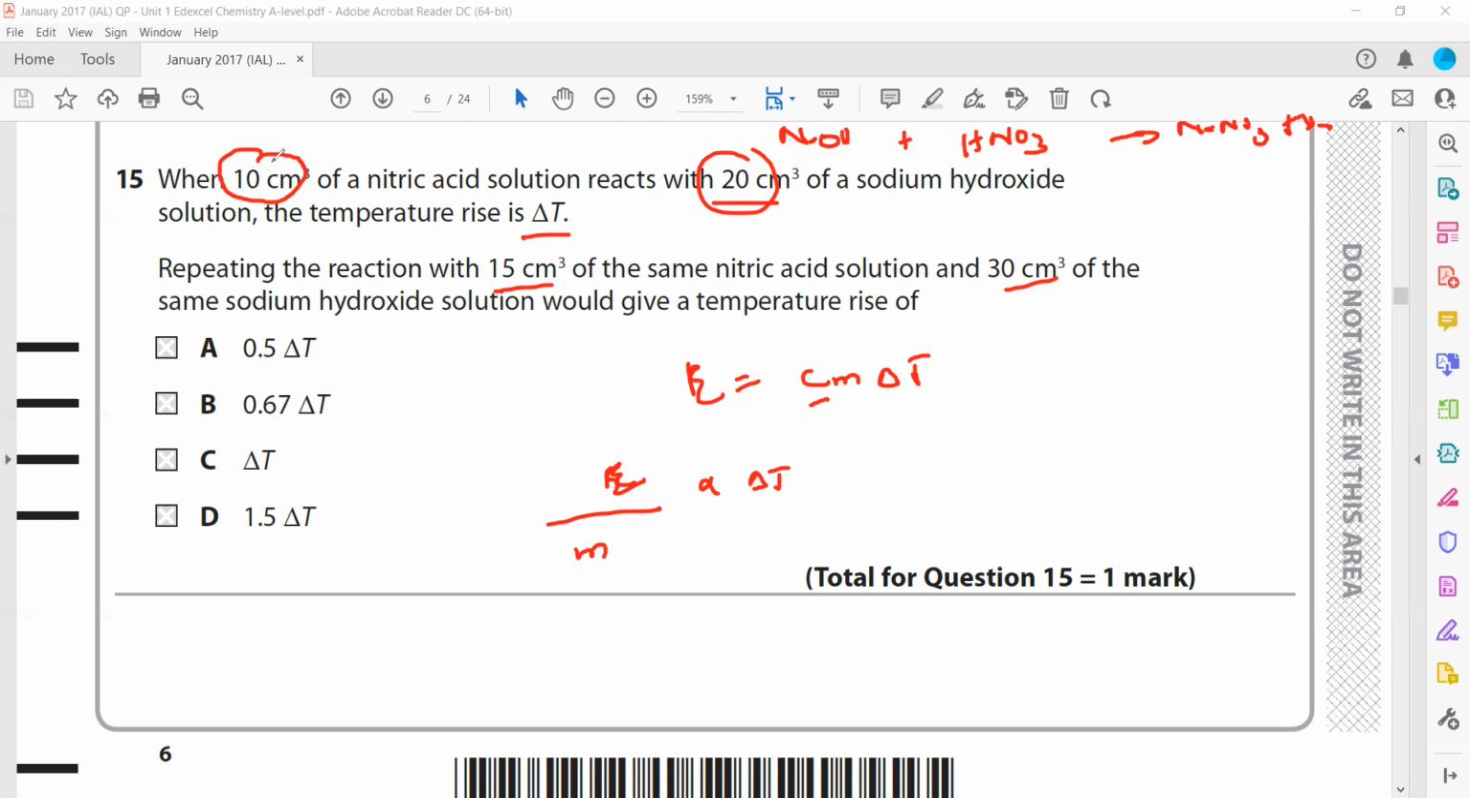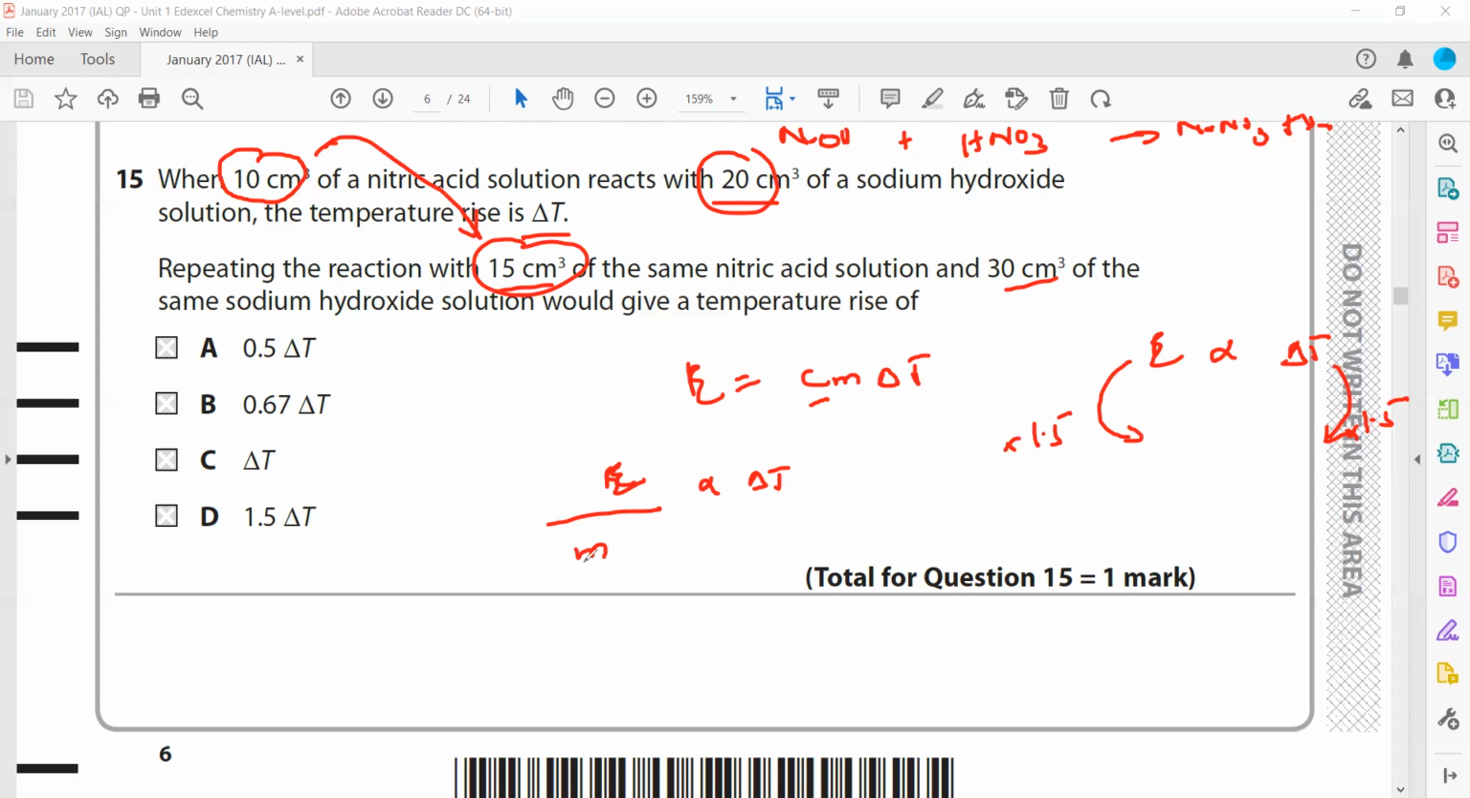First the nitric acid was 10, now it becomes 15. So in terms of energy, because more moles are there, if 10 becomes 15, it becomes 1.5 times. So the temperature change will increase by 1.5 due to the change in the amount of limiting reagent. As the volume increased by 1.5 for the limiting reagent, the temperature also increased by 1.5.